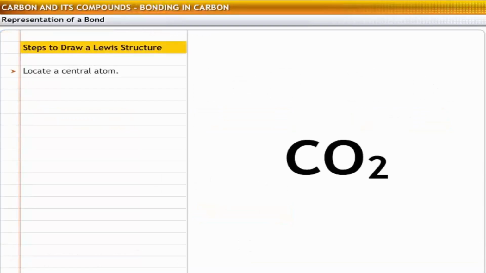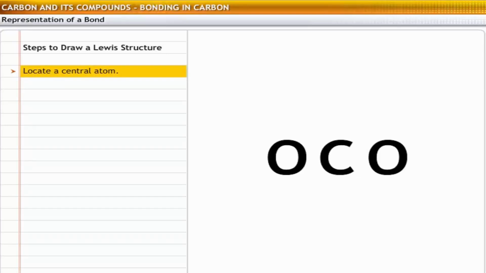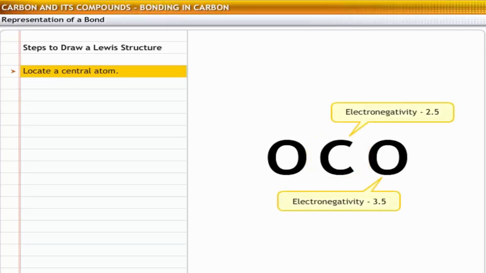Steps to draw the Lewis structure. Let's take carbon dioxide as an example in writing the Lewis dot structures. The first step in writing an electron dot structure is to locate a central atom. The central atom is the one with the lowest electronegativity. In carbon dioxide, since carbon is less electronegative than oxygen, it is the central atom.